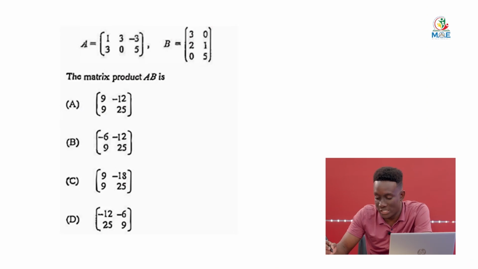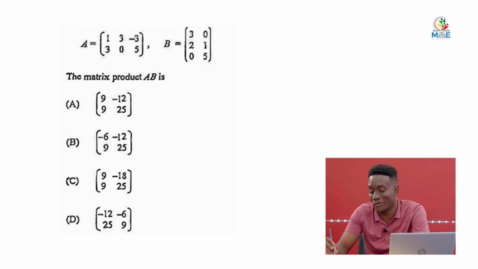The next question says we have the matrix A, 1, 3, -3, 3, 0, 5, and the matrix B, 3, 0, 2, 1, 0, 5. The matrix product AB is, so you want to multiply A by B in this case. You don't want the order, they want the actual product.